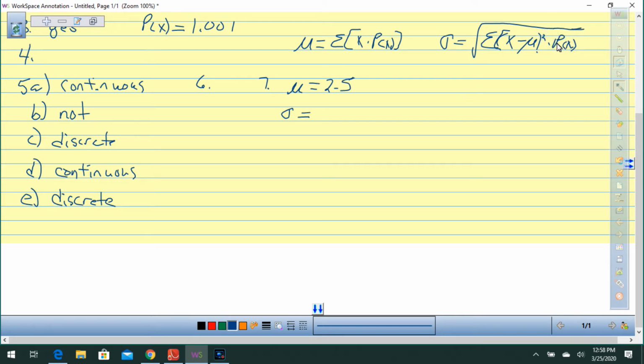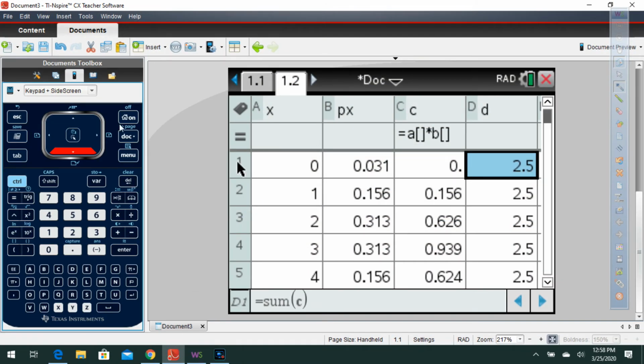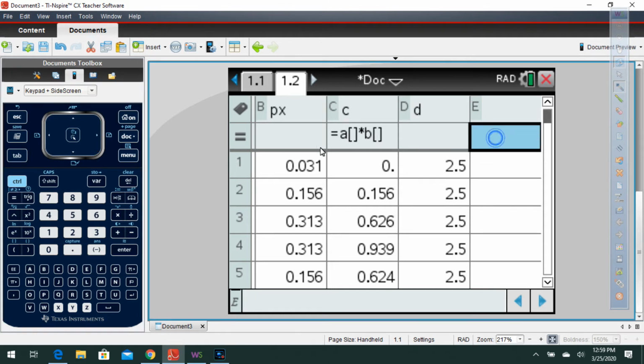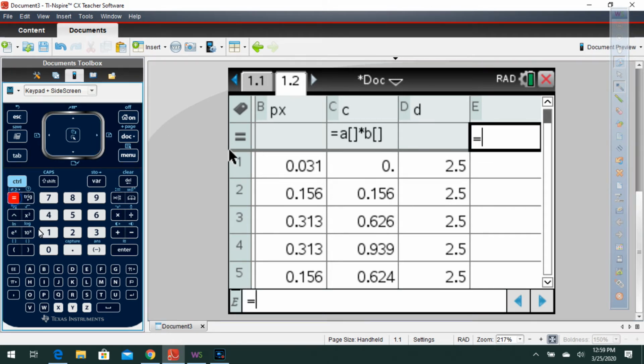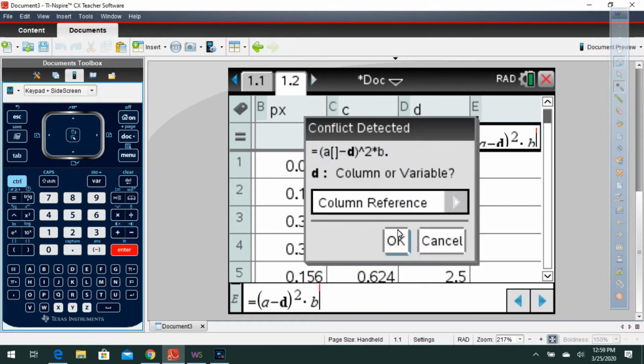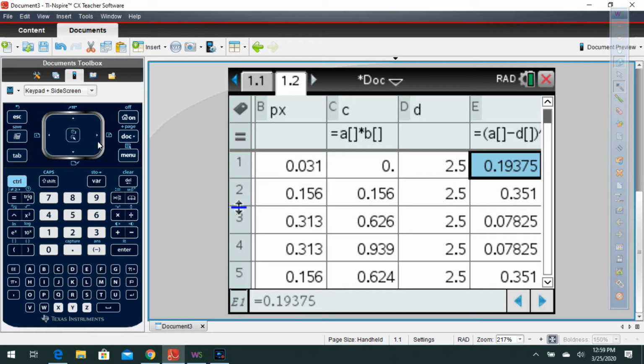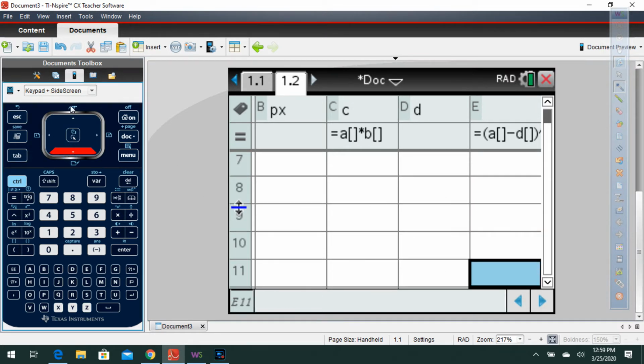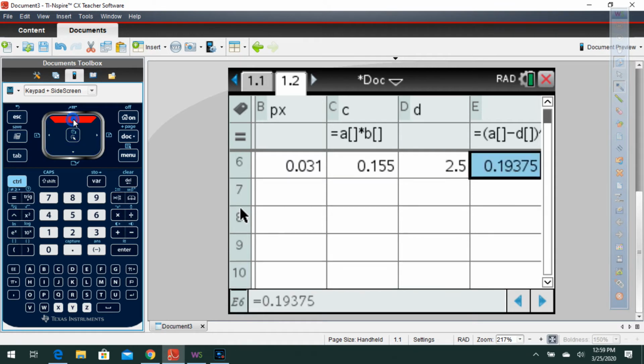Okay. Now, how do we do that on the calculator? It's really not hard at all. Watch this. So we're going to go over here and we're going to say equals, open parentheses, A minus D, squared, times B. Column reference, and there we go. Yes, sir. So that's part of it.